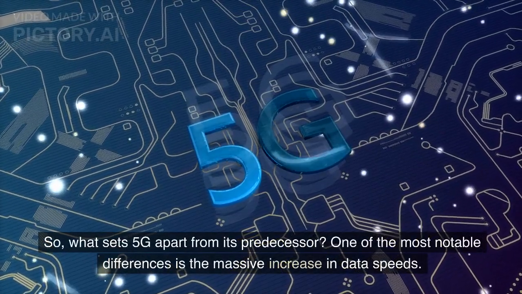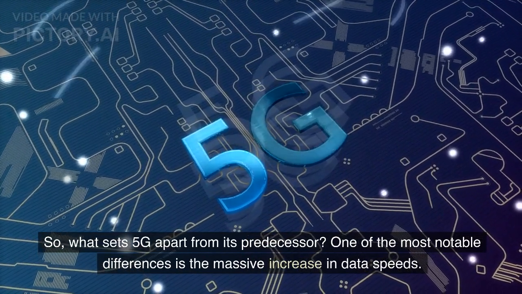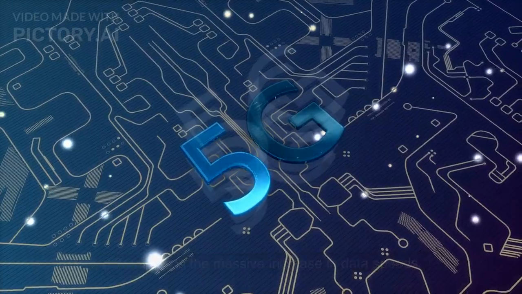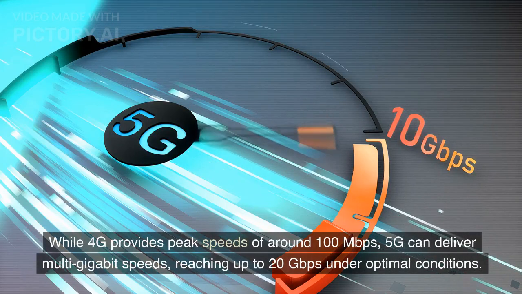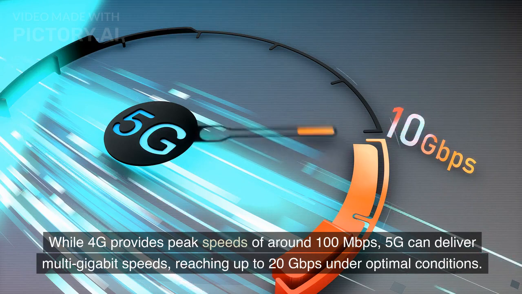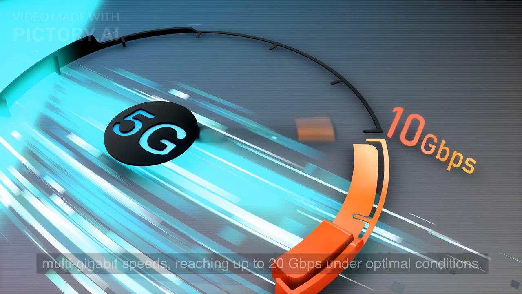So, what sets 5G apart from its predecessor? One of the most notable differences is the massive increase in data speeds. While 4G provides peak speeds of around 100 megabits per second, 5G can deliver multi-gigabit speeds, reaching up to 20 gigabits per second under optimal conditions.